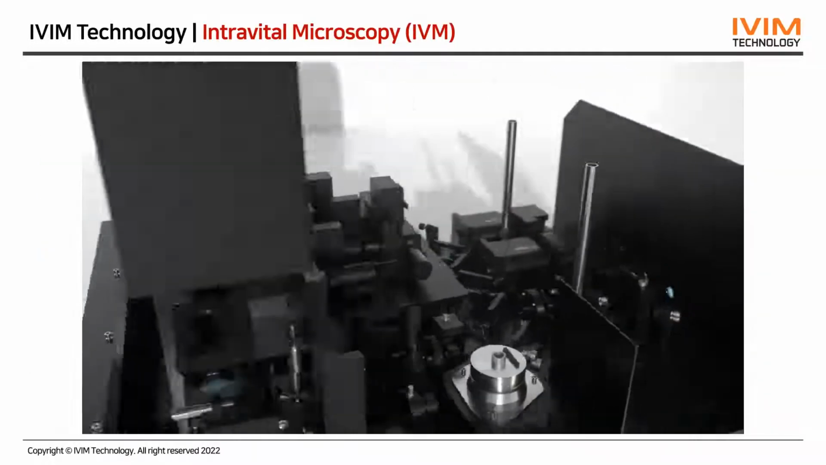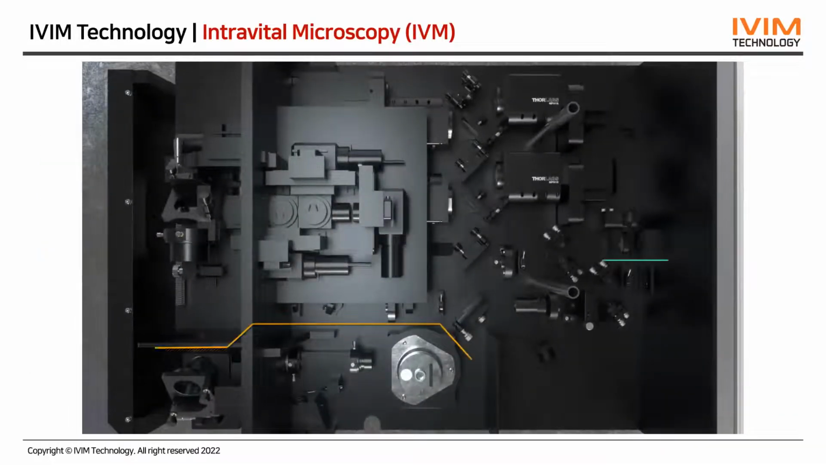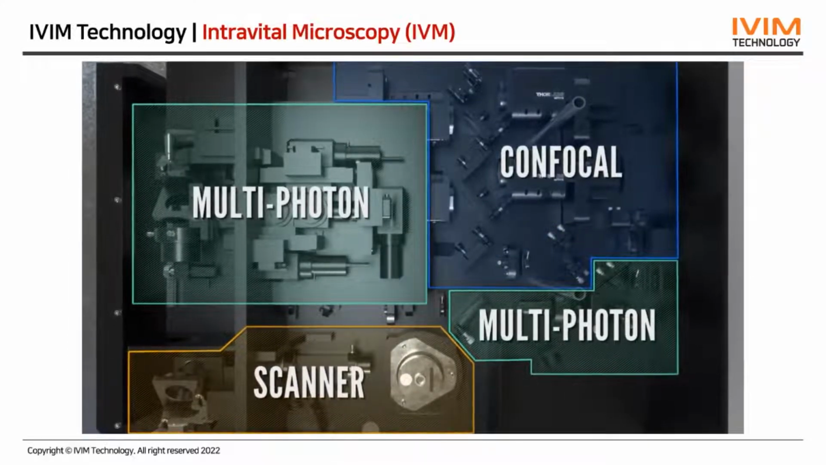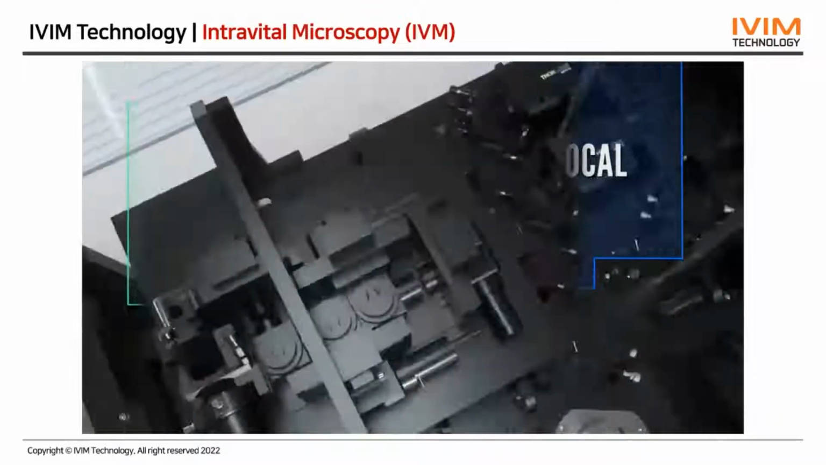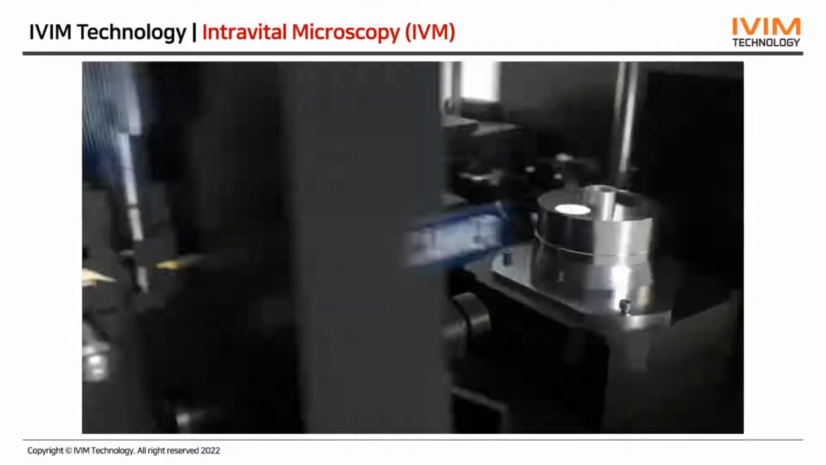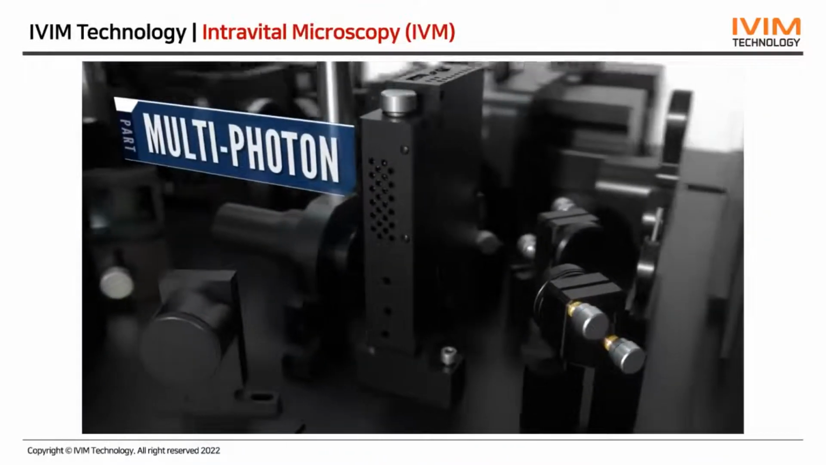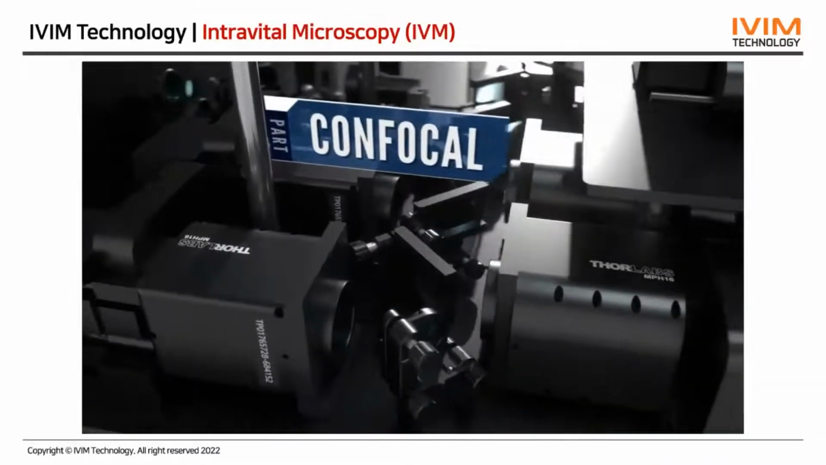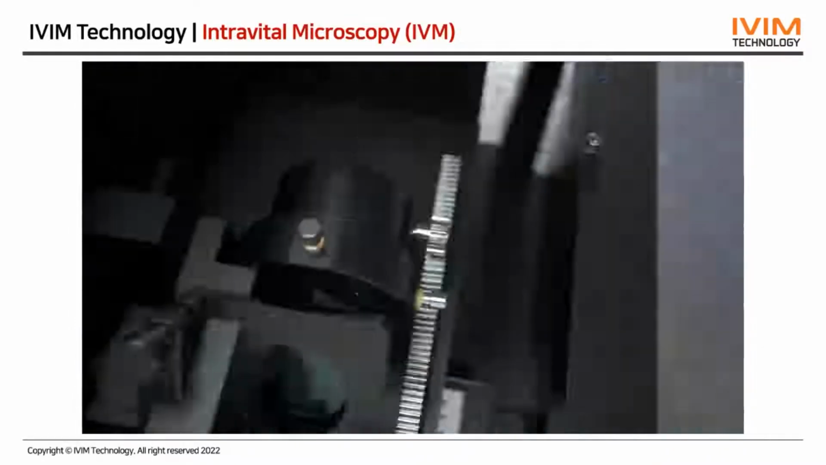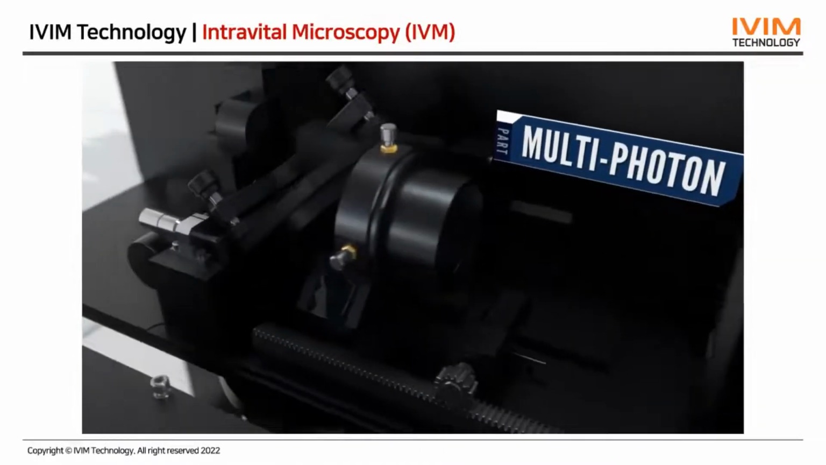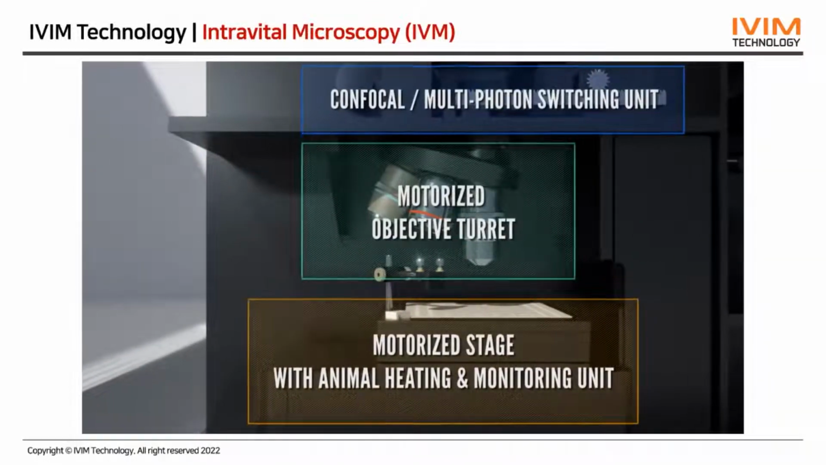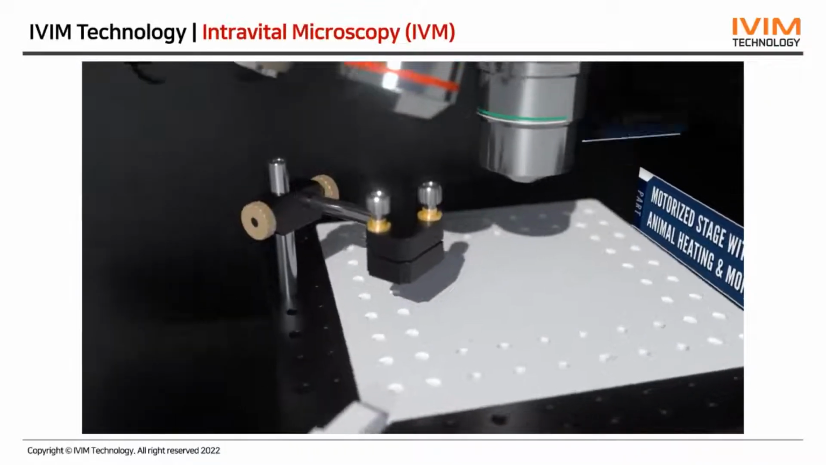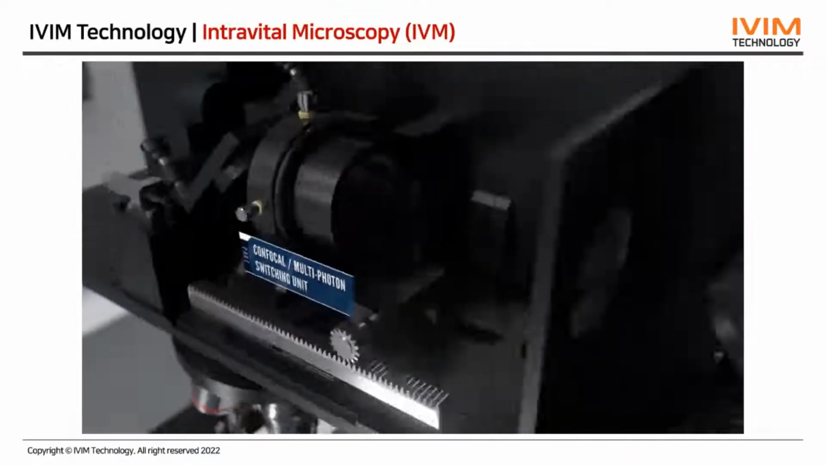This is a simple introduction video of the IVIM CM device, which has both confocal and two-photon systems in one device. There's a scanner for X and Y scanning, which has a polygon mirror set and also a galvanometer set for the scanning system. And we have some mirror and lens sets and a motorized stage with a temperature control system for live animal models. Then all these systems are together in an all-in-one device.